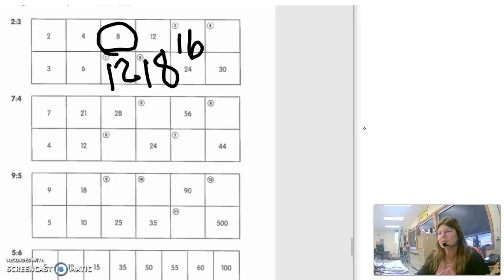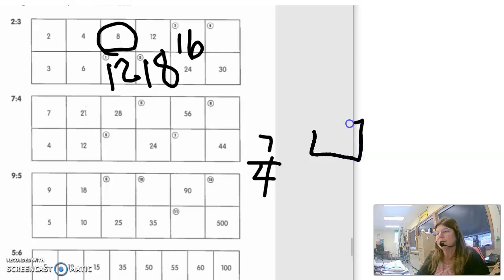Let's move down to 7, 4. If we look at it, we have 7 on the top, we have 4 on the bottom. Remember, this is a ratio, not a fraction. Ratio means units of. So we have units of 7 and we have units of 4. Our first top number in the box is 28. And our bottom is open.